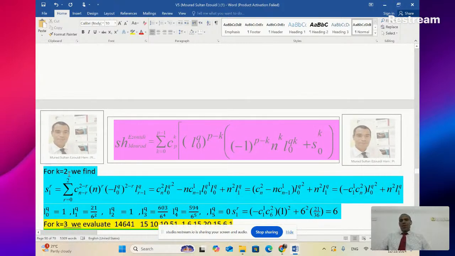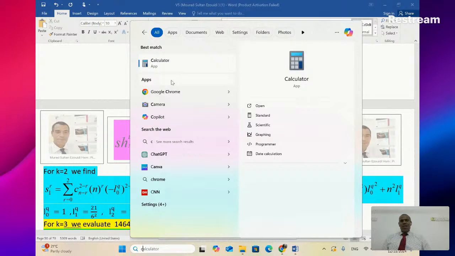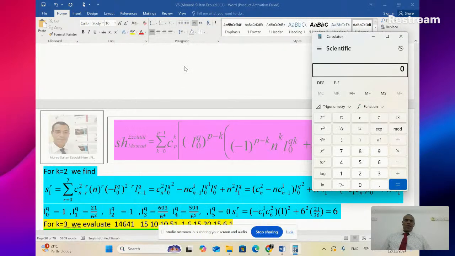So now when k equals 2, learners, just substitute k equal 2 in the discriminant formula of Mr. Mourad Sultan Ezouidi, we will obtain S1 of order r equal, the last term is minus 1, choose 1, of course combination, times combination n choose 2, n is 6 here, times L0 squared, L0 is 1 here, plus n squared, n is 6, times L1 squared, L1 is going to be 21 divided by 6 squared. I will apply this. I will use my calculator. You can also use your scientific calculator, learners, and calculate at the same time the value of S1.